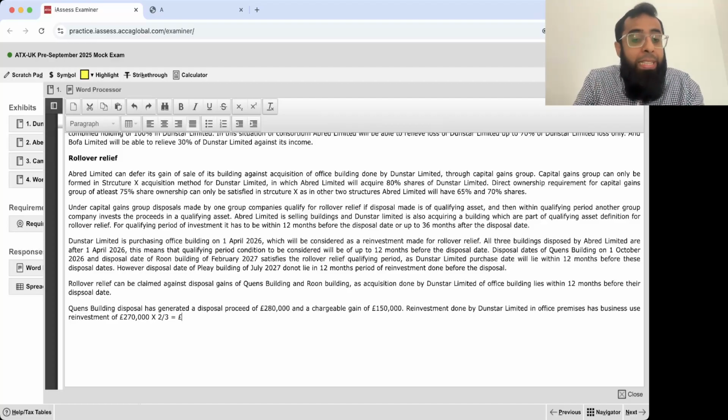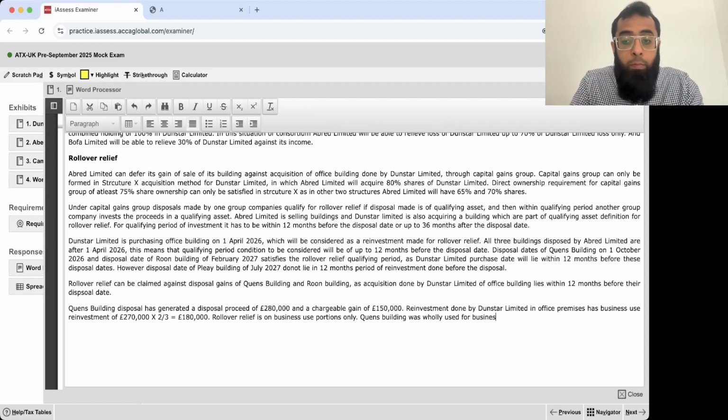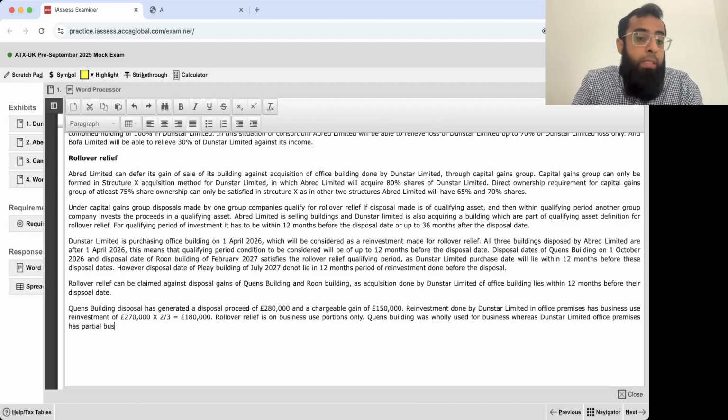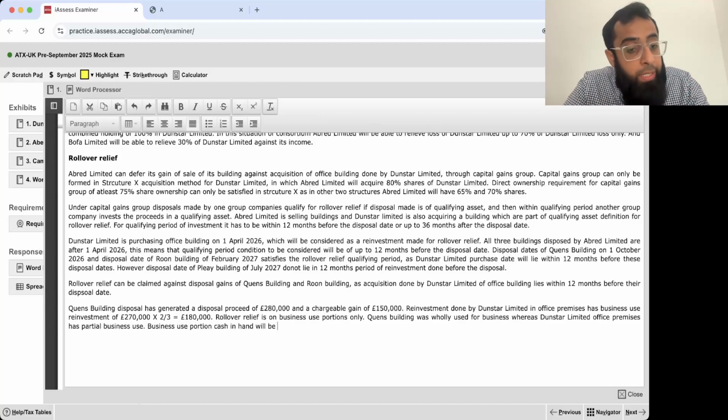So it's 180,000. Okay. Rollover relief is on business use portions only. Queen's building was wholly used for business, whereas Dunster Limited office premises has partial business use.